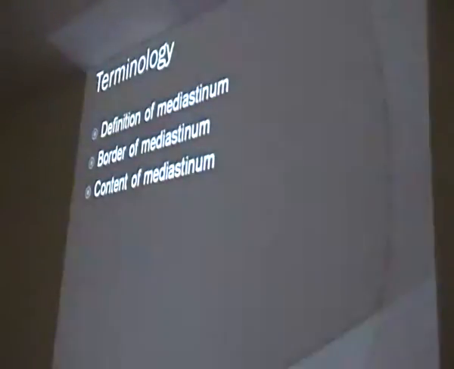Can somebody tell me what the mediastinum actually is? The complex of organs in the thorax. It's a space. Almost correct, but the lung is also in the thorax, right? So it is between the two lungs, most specifically between the visceral pleura of the lungs. It's a space containing multiple organs in between the two pleura of the lungs.